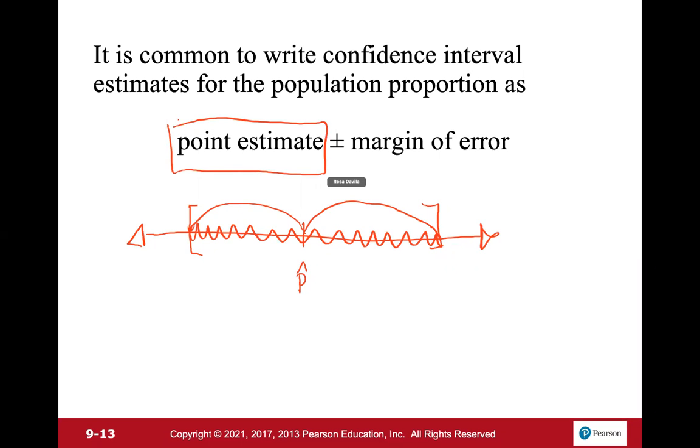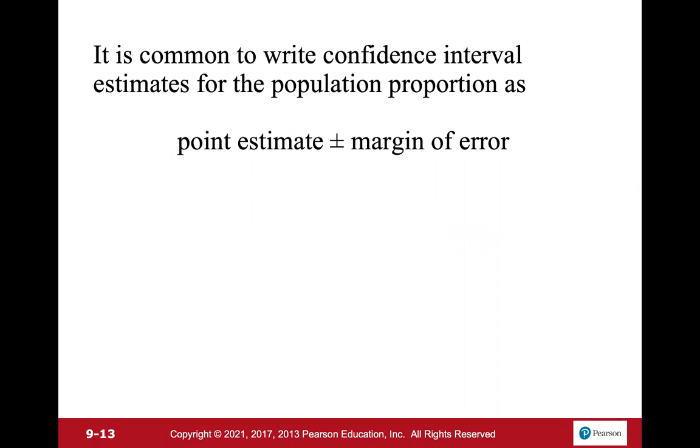So what we're doing is first subtracting from our point estimate to get the area to the left of it, and the next thing we're going to do is add to get the area on the right side. And that amount that we add or subtract is going to be our margin of error. And the margin of error is computed as they should show us in a few minutes.